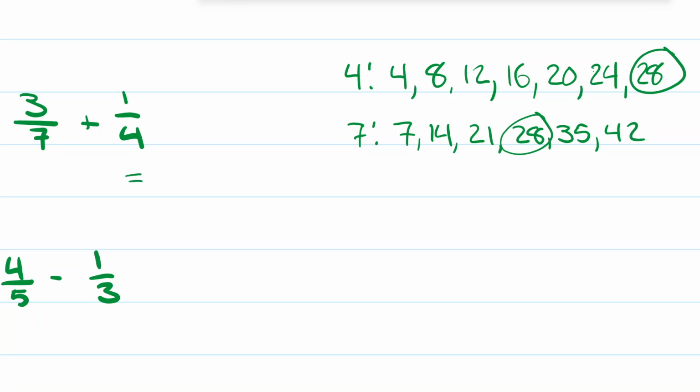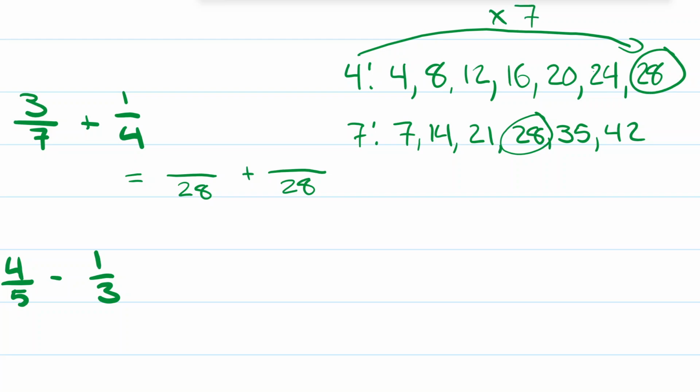I say, okay, I need 3/7 to change to 28, and I need 1/4 to change to 28 so that they have the same slices. Well, when I go from 4 to 28, I multiply that 4 by 7. And when I go from 7 to 28, I multiply that by 4, right?